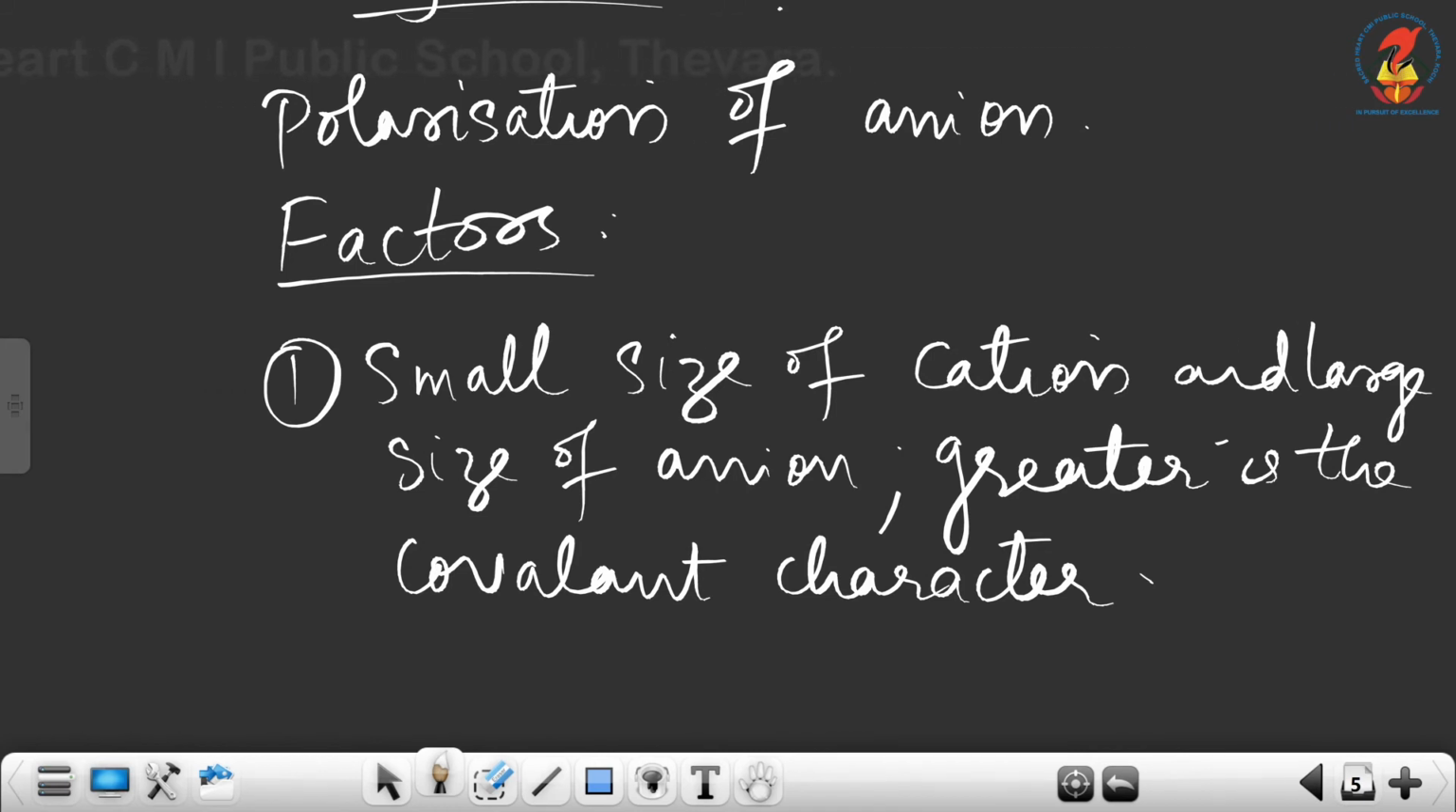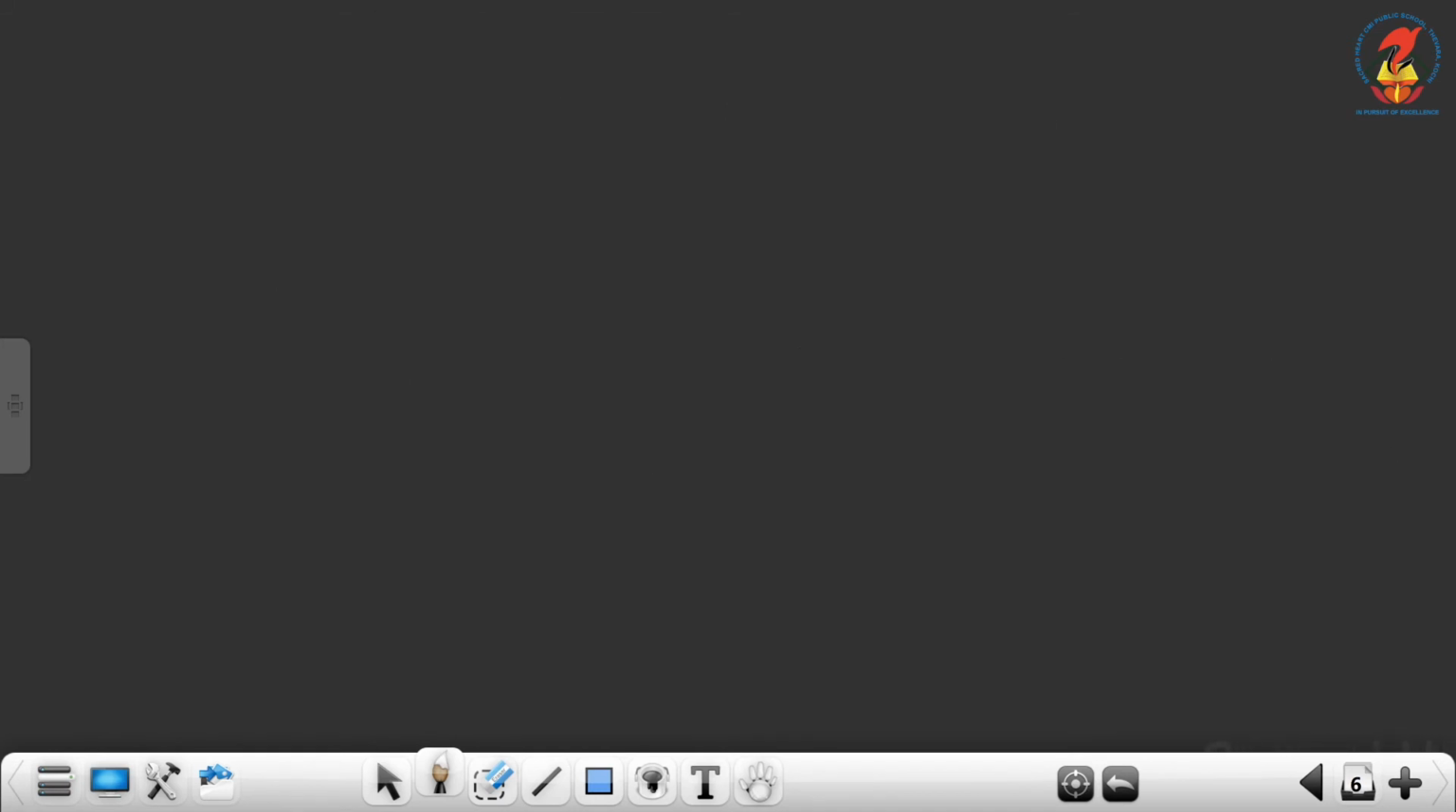So, the first factor is size of cation, small size, and large size of anion increases the covalent character. Now, the second factor is the charge on cation. Greater the charge on cation, more is the covalent character. Now, let's see a few questions based on this polarization or covalent character.